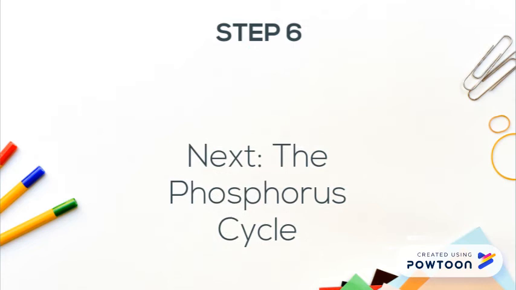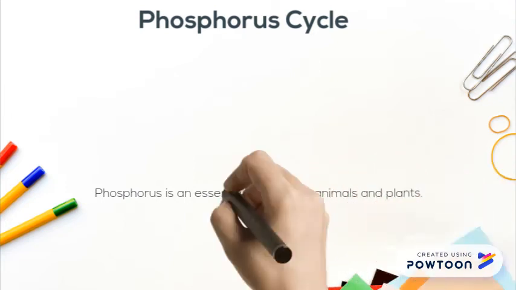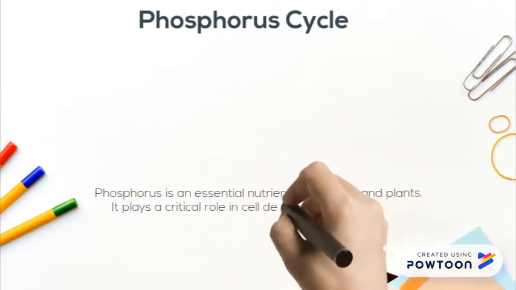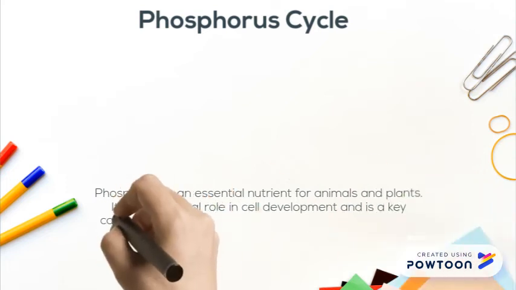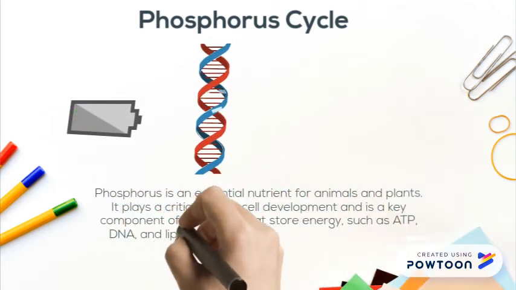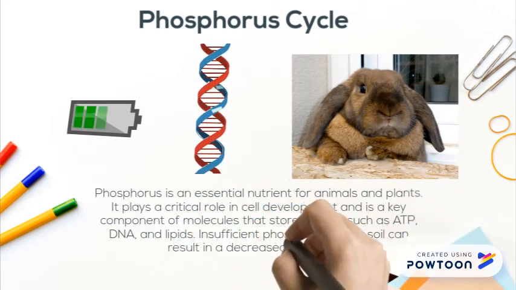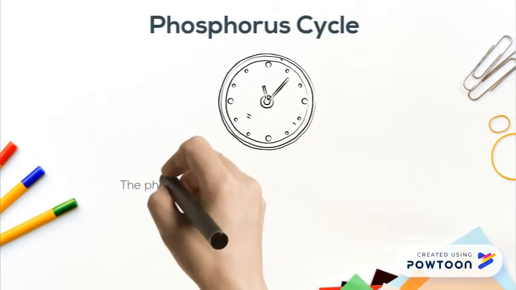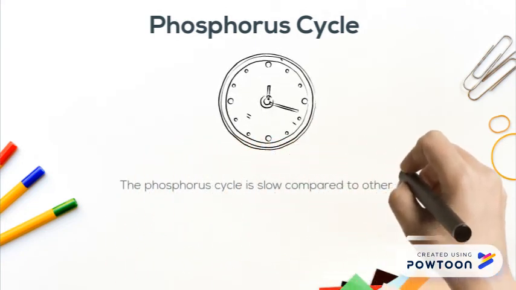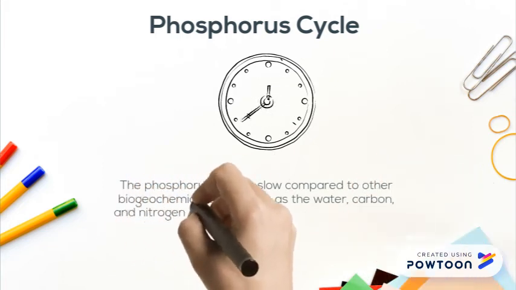Next is the phosphorus cycle, presented by Emily Campbell. Phosphorus is an essential nutrient for animals and plants. It plays a critical role in cell development and is a key component of molecules that store energy, such as ATP, DNA, and lipids. Insufficient phosphorus in the soil can result in a decreased crop yield. The phosphorus cycle is slow compared to other biogeochemical cycles such as the water, carbon, and nitrogen cycles.